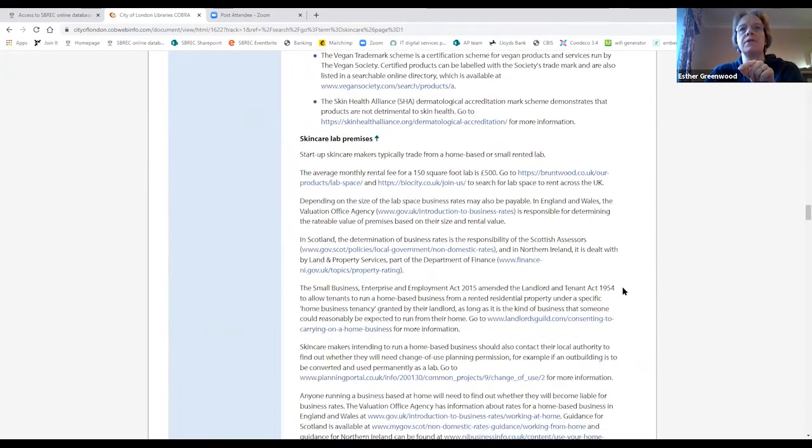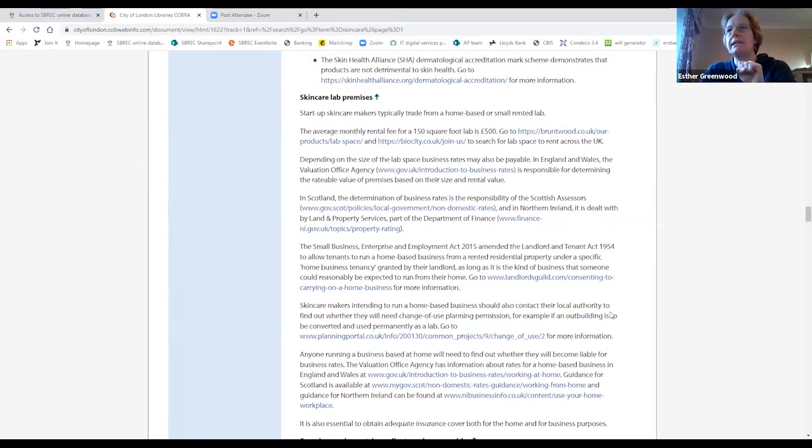The next thing it comes on to is skincare lab premises. I don't know if you are going to do this from home or if you're going to rent a small lab at all, but this talks about the prices you might expect to pay if you wanted to hire a laboratory in order to work in.